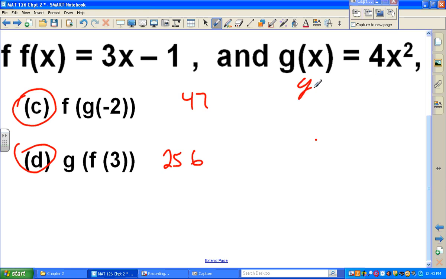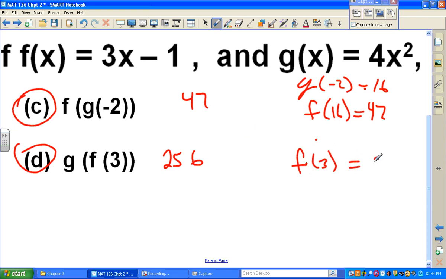Let's see. G of negative 2. 4 times 4 is 16. F of 16. 47. I'd buy that one. F of 3 equals 8. G of 8 equals 64 times 4. Sounds good. Nice job. Questions? Excellent.